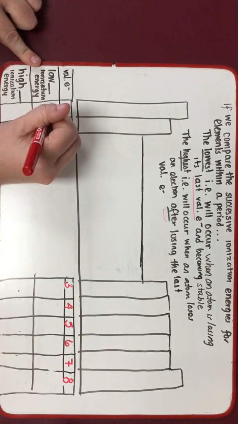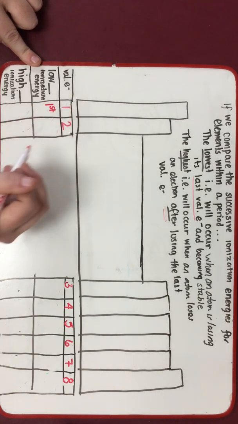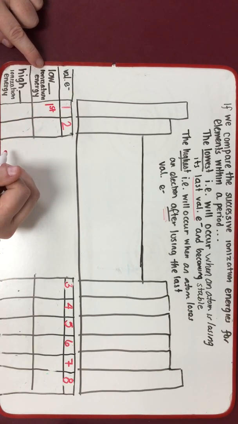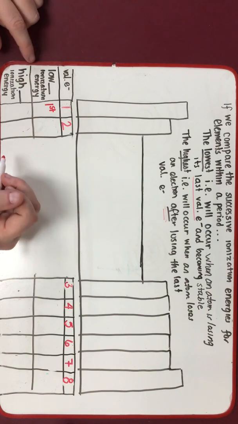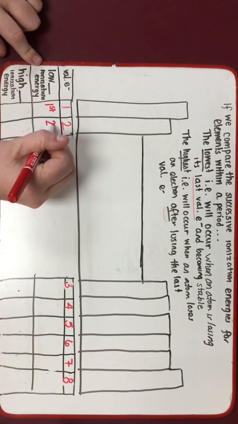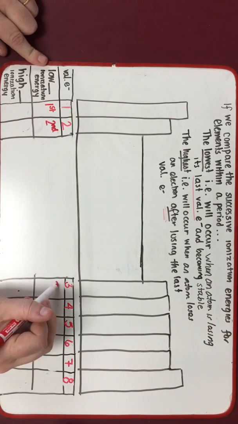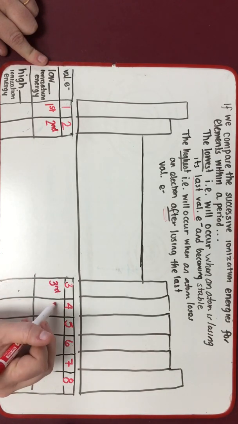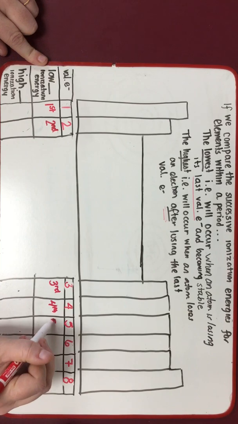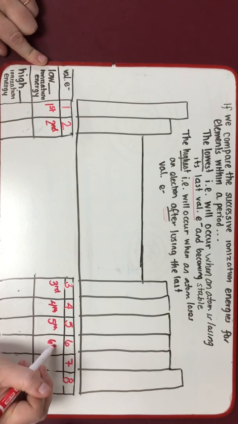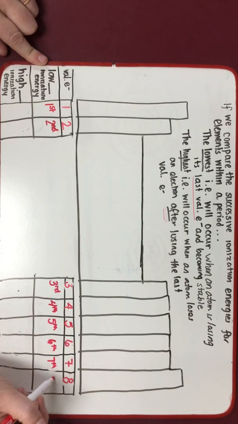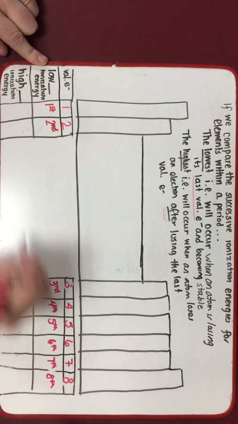So, Group 1 had the low first ionization energy. It was really easy to take the first electron away from them. Group 2 will have the low second ionization. Group 13 will have the low third. Group 14 will have the low fourth. Group 15, 16, 17, and 18. All of them will match up.